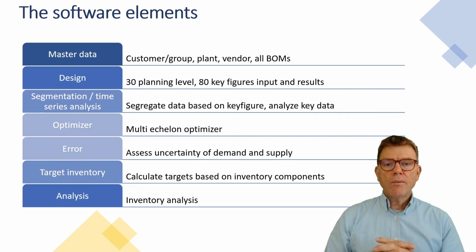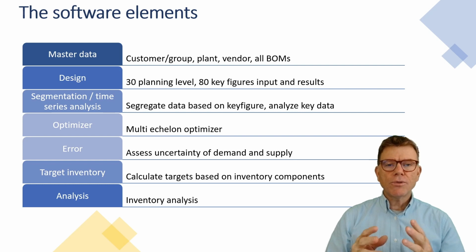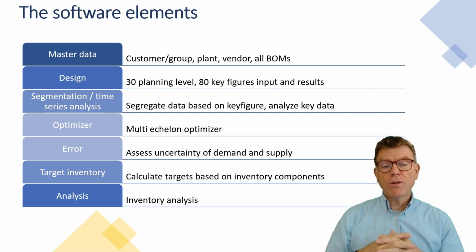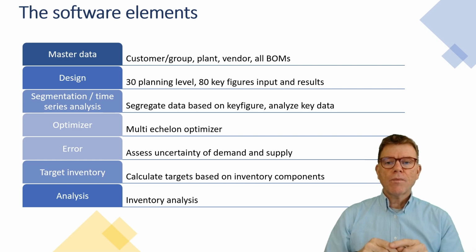From the software elements of the IBP inventory, there is a master data setup. Again, it can go from the customer to the vendor by going through the customer group, for instance, the plants, the different distribution centers, within all bills of material that you want to consider, finished goods, semi-finished, and even raw material.